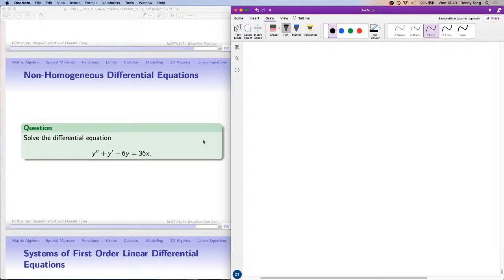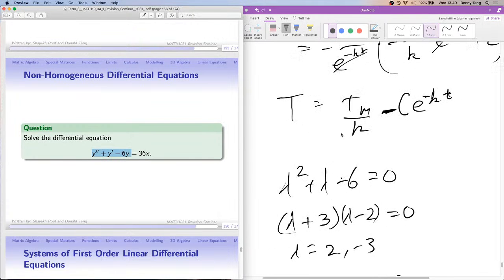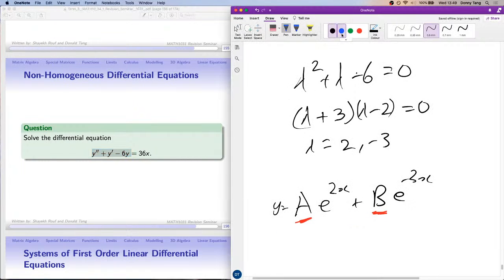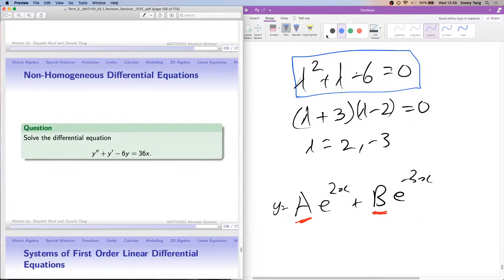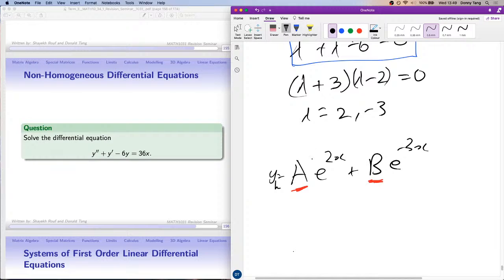Let's see. So this, you'll notice, is actually the same as the equation we solved up here, except the right hand side is 36x. So what's good is we already have our homogeneous solution. So now what we want to do is find the particular solution and add it to this one.